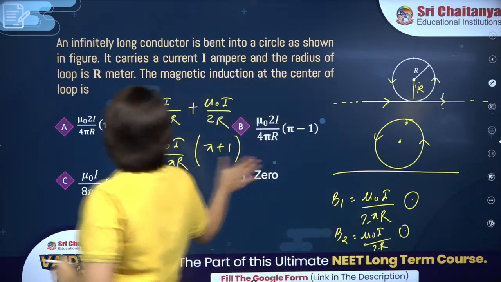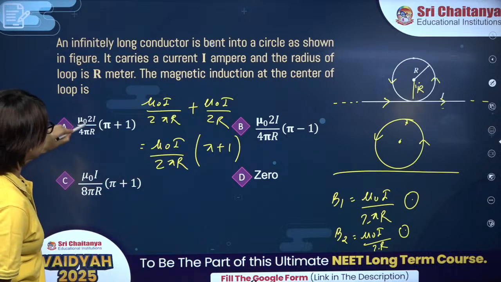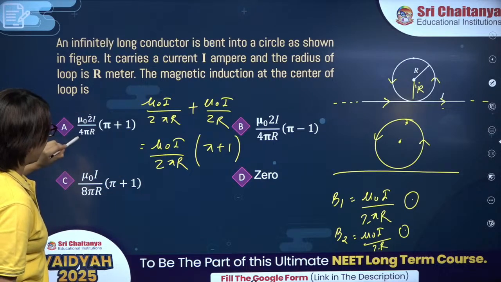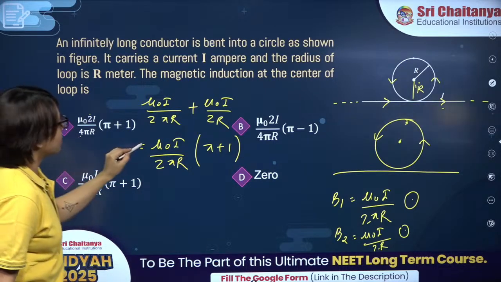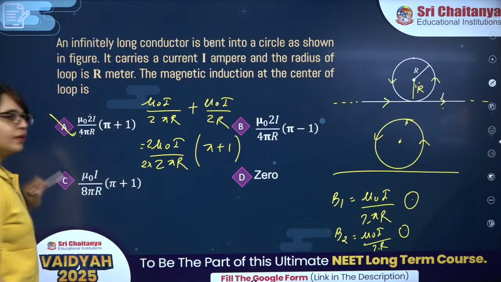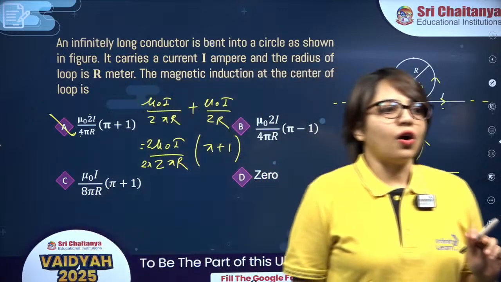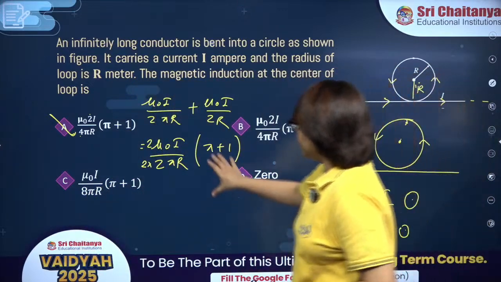But none of the options are matching with this one. So look at this one. In the numerator we have 2 and in the denominator we have 4. So multiply and divide by 2. You will get option A. Okay? You will get option A. Fine? All right. So over here you might find your answer.